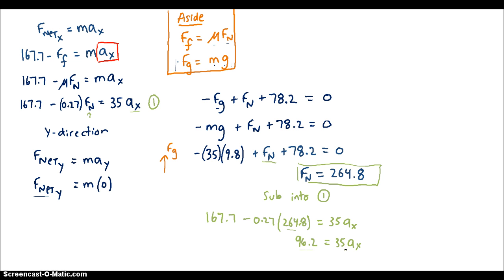So our last line, we just have to divide both sides by 35. So we get ax is equal to 96.2 divided by 35. That gives me 2.75 meters per second squared.